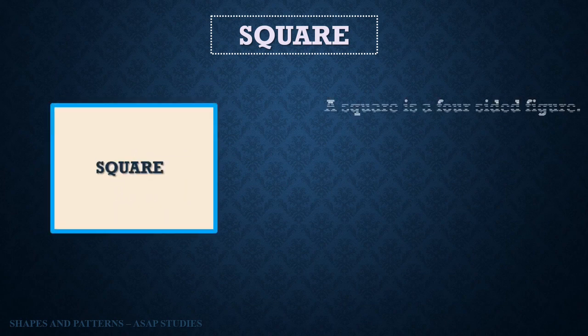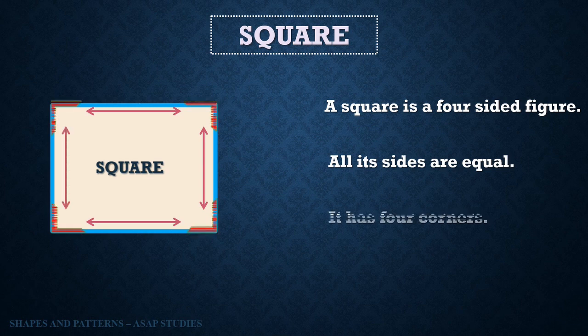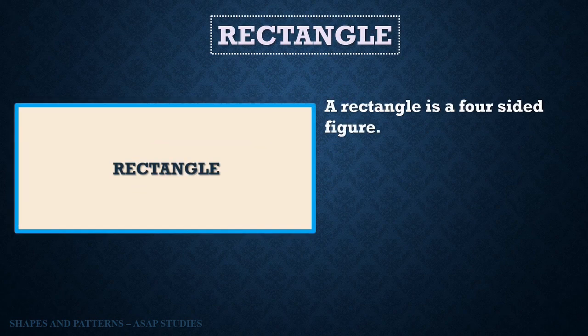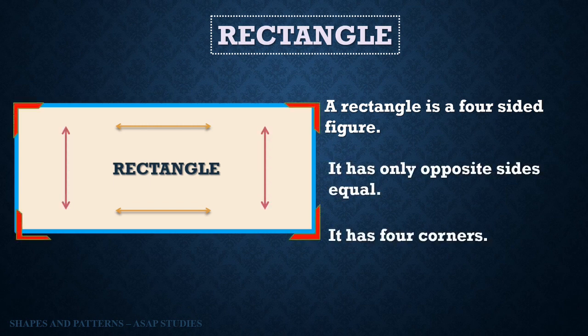Square. A square is a four-sided figure. All its sides are equal and it has four corners. Rectangle. A rectangle is a four-sided figure. It has only opposite sides equal. It has four corners.